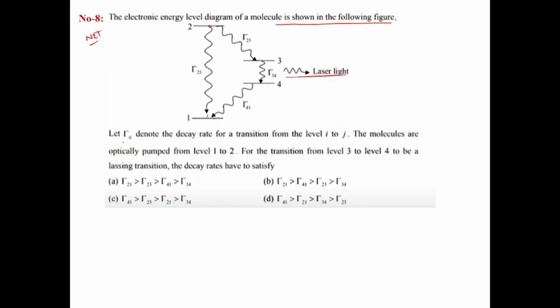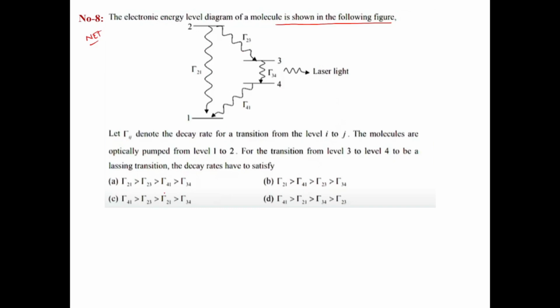Here gamma ij denotes the decay rate for a transition from level i to j. The molecules are optically pumped from level 1 to 2. So these are the possible transitions: 2 to 3, 3 to 4, and 4 to 1. For the transition from level 3 to 4 to be a lasing transition, what must the decay rates satisfy? Gamma 21, gamma 23 are the rates of decay from one level to another level.